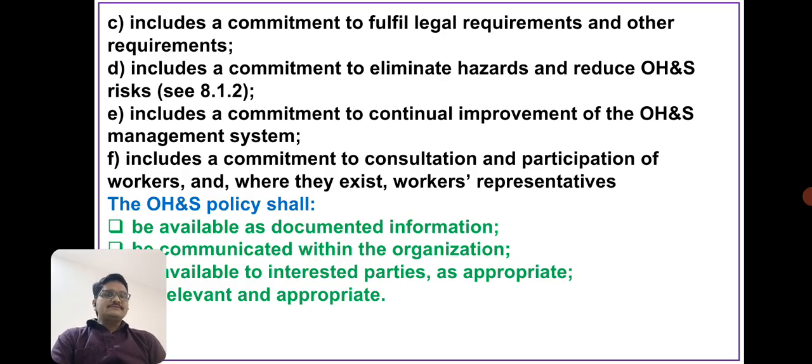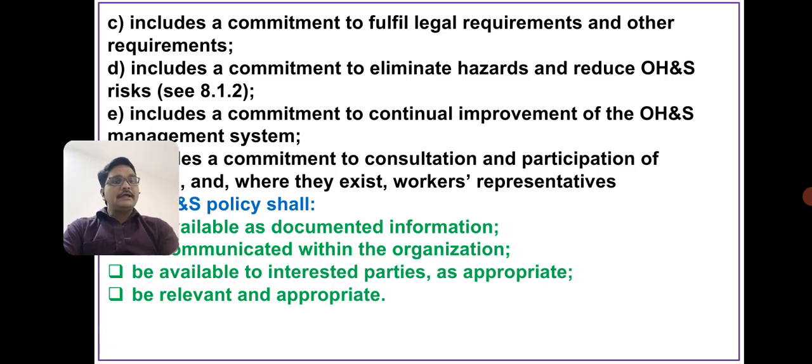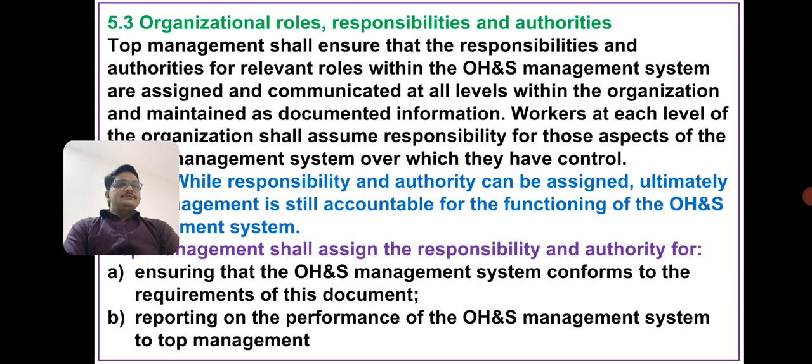Next is the OHS policy shall be available as documented information and be communicated within the organization and be available to interested parties as appropriate. And next is be relevant and appropriate. Now next subclause is 5.3, that is organizational roles, responsibilities and authorities. Top management shall ensure that the responsibilities and authorities for relevant roles within the OHS management system are assigned and communicated at all levels within the organization and maintained as documented information.